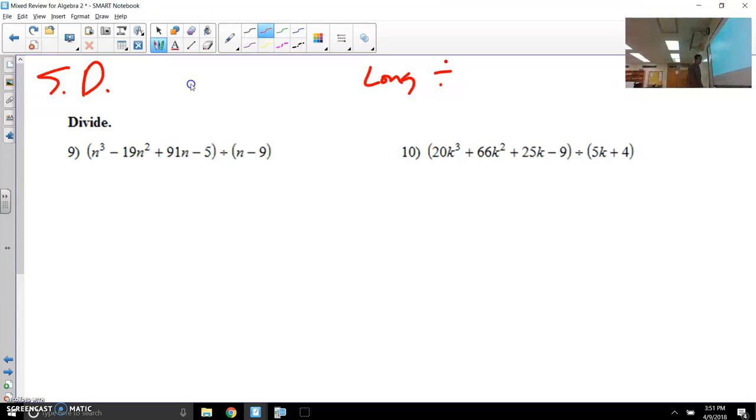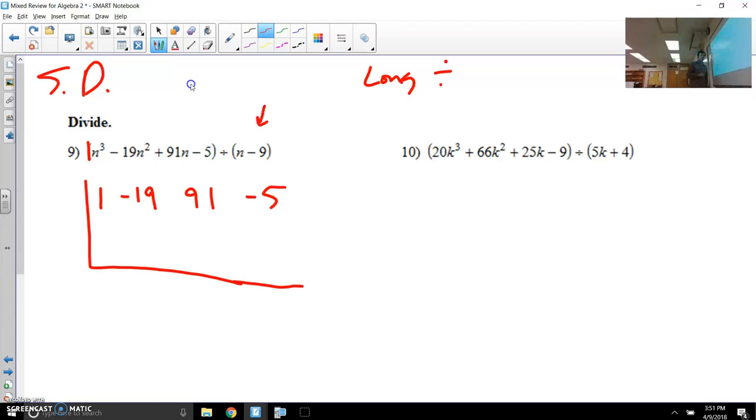So if you're doing synthetic division, what we're going to do is take all of the coefficients, like 1, negative 19, 91, and negative 5, and use the 0 of what you're dividing. So what makes this parentheses 0 is 9. 9 minus 9 is 0. That would be a perfect factor. So I'm going to use 9 in the synthetic division process.